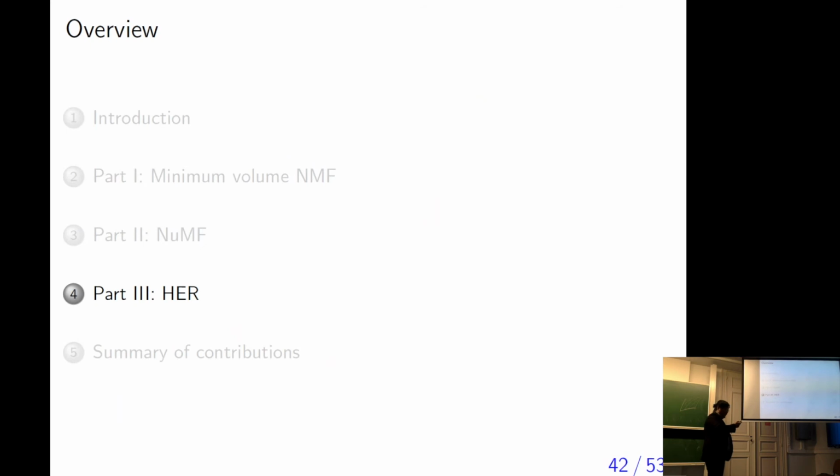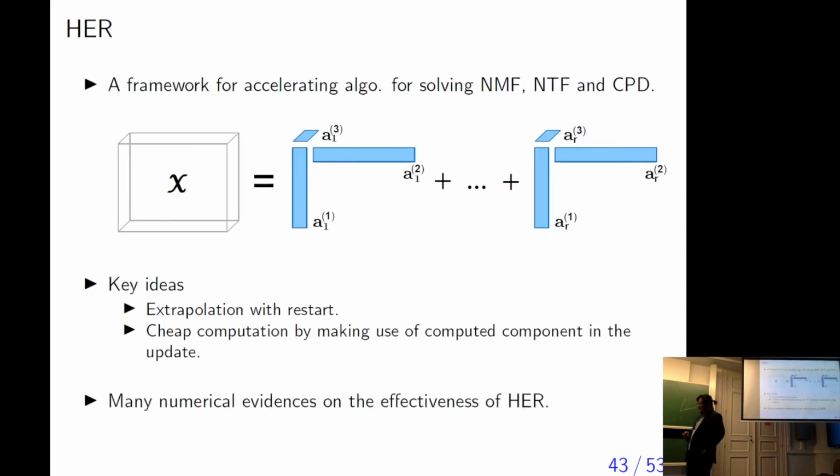And now I move to the last part, which is mostly algorithm. And the algorithm is very simple. Basically, it is an extrapolation method, and I just use it to solve the NMF problem or the NTF problem. What is the NTF problem? Basically, just NMF in 3D, 4D, 5D, looks like this.